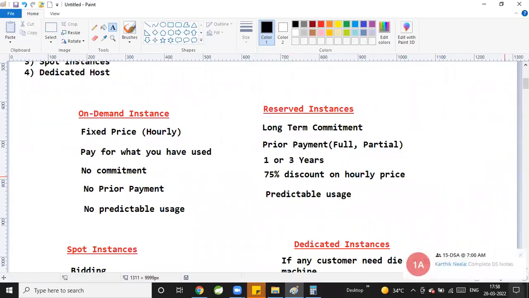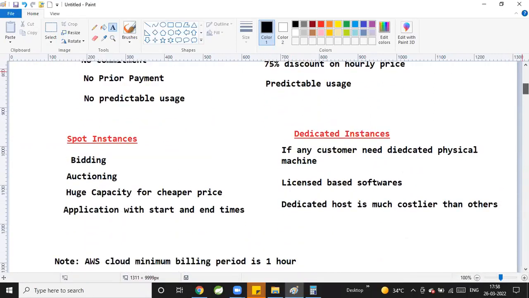Spot instance means you are keeping a request for the spot instance. That means whenever there is a bidding going to start, you will be notified. When AWS is providing a spot instance, a huge capacity system, the machine whose cost is 1 crore rupees, they are giving for 50 lakhs. The cost of the machine is 1 crore, but they are giving that for 50 lakhs. So that is a spot instance.